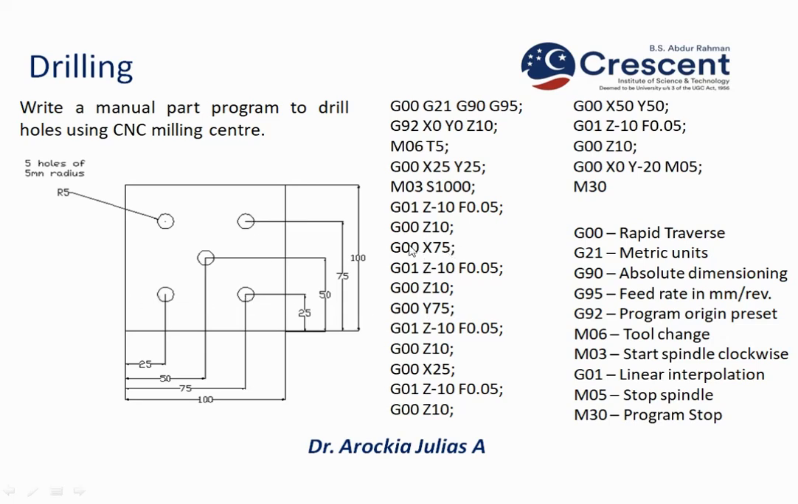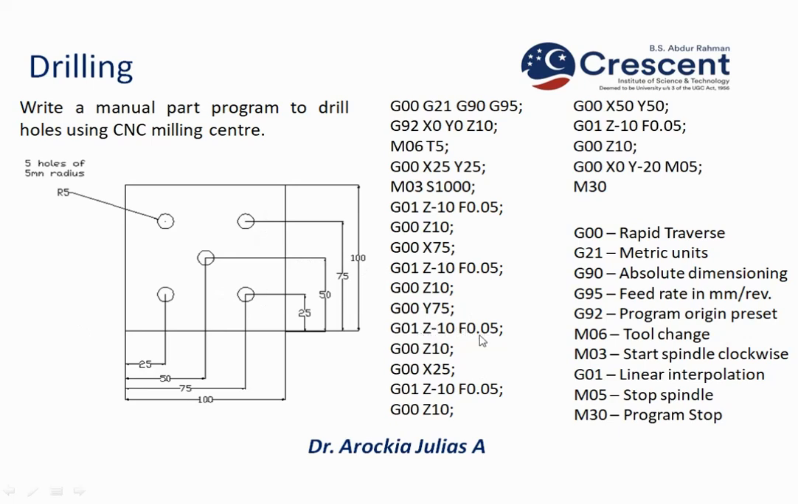Y75. So for the next hole, the x value is not changing. It is the same as the previous X75; only Y is going to change, Y75. We have to remember that we are following absolute dimensioning, so the value from the origin should be given. If you are following incremental dimensioning, the difference can be given. So here it is Y75, and it reaches the next hole.